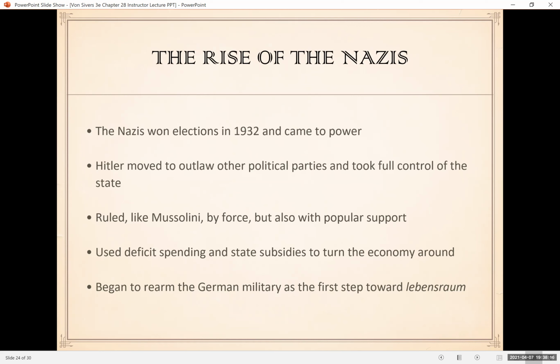I could go more into detail. I won't. But they very cleverly use radio. In the elections in 1930, the Nazis will win not a majority of seats, but they will win a substantial number of seats.